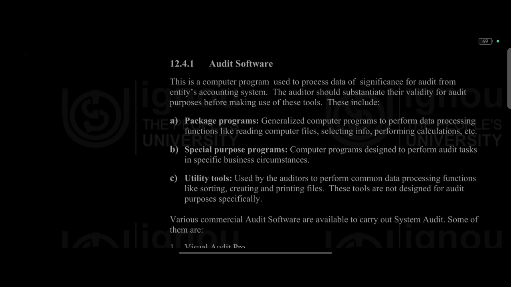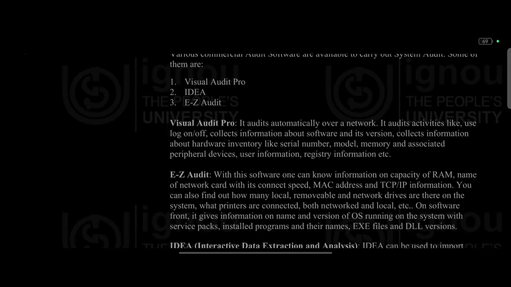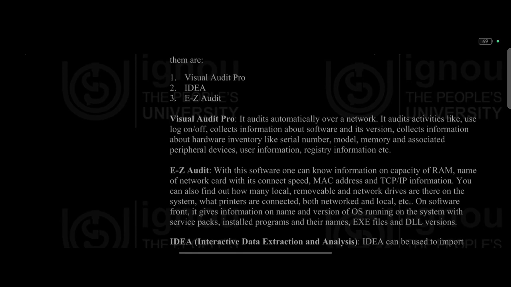Various commercial audit software are available to carry out system audit. Some of them are Visual Audit Pro, IDEA, EZ Audit. Visual Audit Pro audits automatically over a network. It audits activities like user log on or off, collects information about software and its version, collects information about hardware inventory like serial number, model, memory, and associated peripheral devices, user information, registry information, etc.